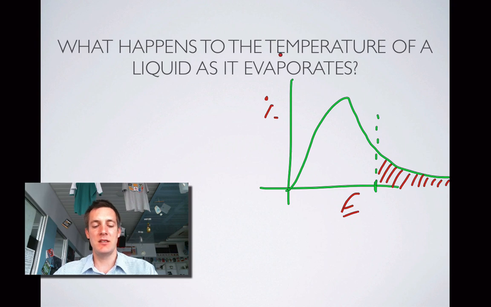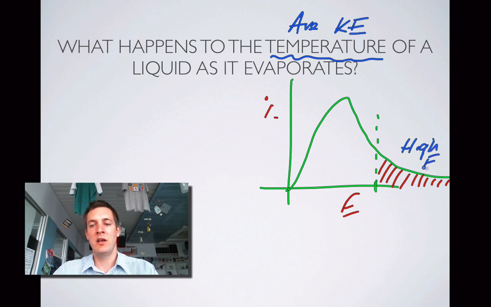Well, remember, this is getting you to think about the fact that the temperature is related to the average kinetic energy. And if I take out these high energy particles, then my sample will have fewer high energy particles, and so its average kinetic energy will fall, and that means that the temperature of the liquid will fall.